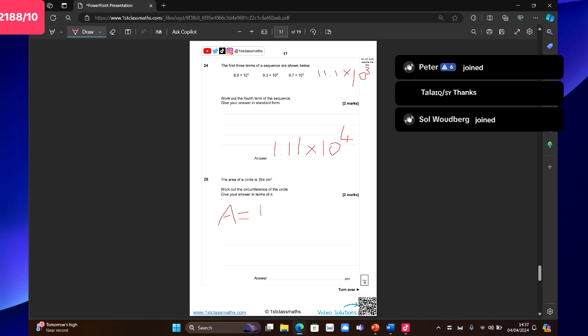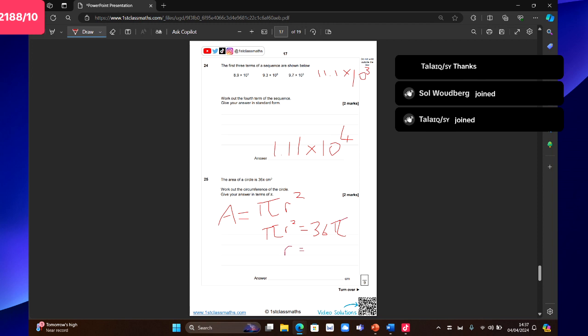Welcome, welcome. So area is equal to pi r squared. So pi r squared is equal to 36 pi. Okay, so if we divide both sides by pi, and then square root both sides, we get that the radius, hopefully, is equal to 6 centimeters.